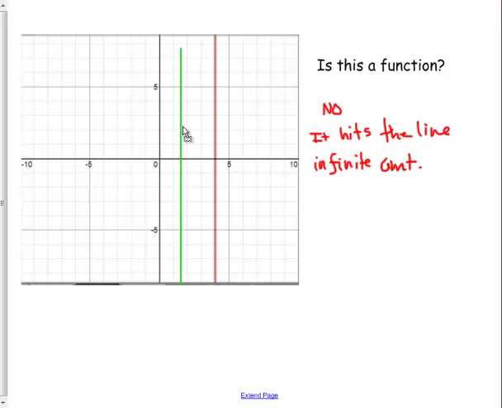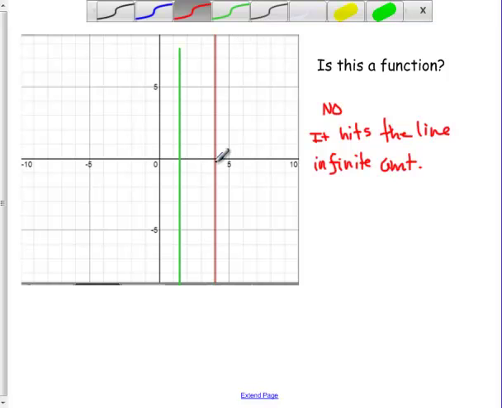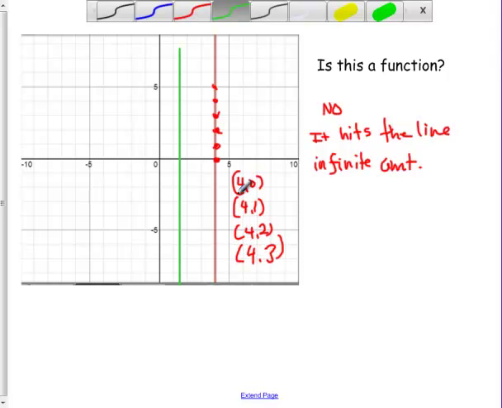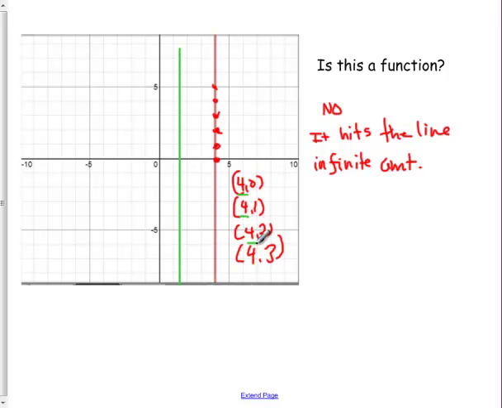So if I were to take this graph right here and take the points off of it, and do it the old-fashioned way like we did in the beginning of the video, this is the point (4, 0). This is the point (4, 1). This is the point (4, 2). This is the point (4, 3). And as you can see, my x values are repeating. So therefore, it is not a function.